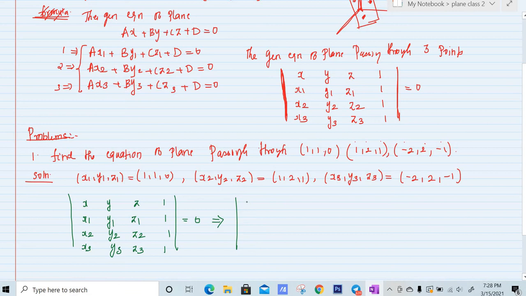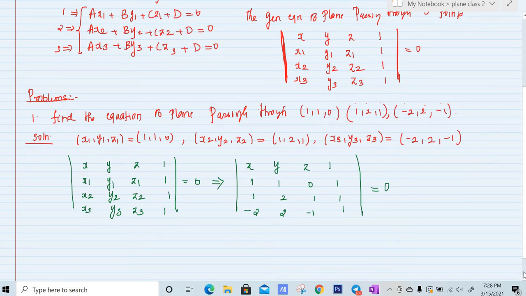This will be the determinant of x, y, z, 1, then 1, 1, 0, 1, right? I'm just substituting x1, y1, z1 in the formula. And this will be 1, 2, 1, 1. This will be minus 2, 2, minus 1, and 1 is equal to 0. Now we will expand this determinant.